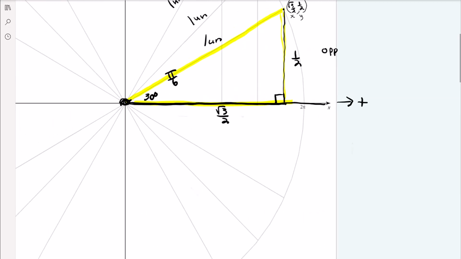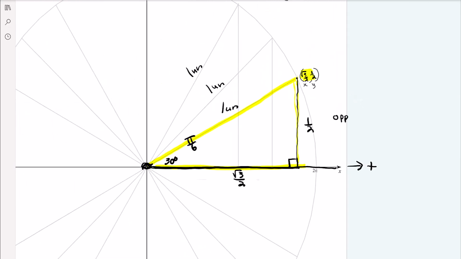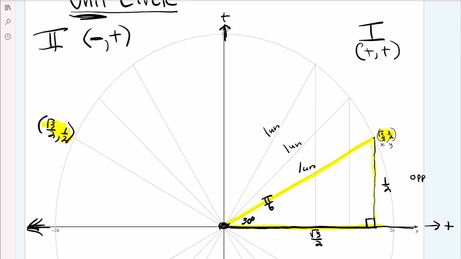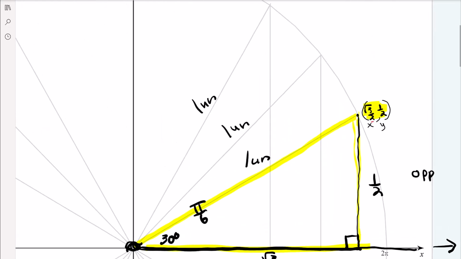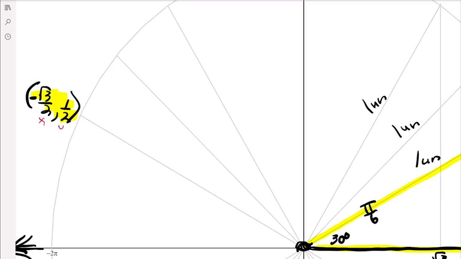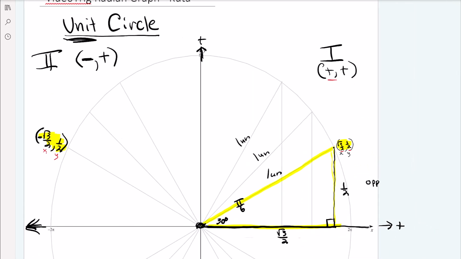So when we look at all of these 30-degree angles, we come over here, and we're still going to have √3/2 for the x value and 1/2 for the y value. But now our x value is negative. So again, pay attention: the √3/2 for the x, the 1/2 for the y. Over here, the √3/2 for the x, the 1/2 for the y. And then you just pay attention to the quadrants. In the first quadrant, they're both positive. In the second quadrant, the x is negative, the y is positive.